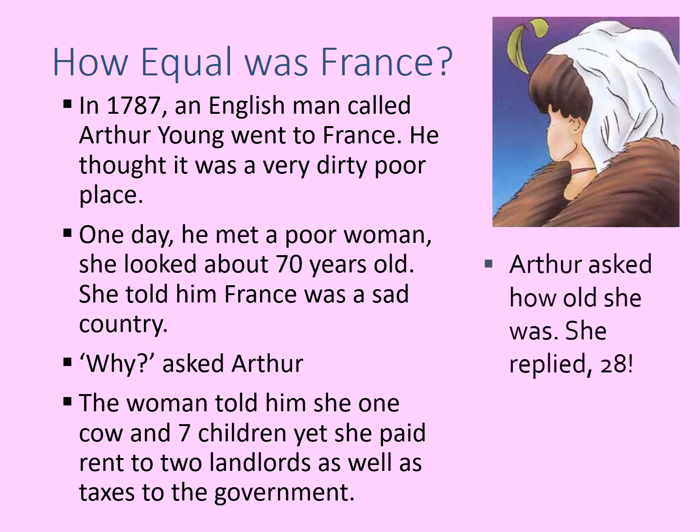So she was incredibly poor and she didn't really know how to make ends meet. Arthur asked how old she was, and she replied, 28. Wow, he thought that she was 70. She must have lived a heck of a hard life. The poor people were very poor, is what he wrote.